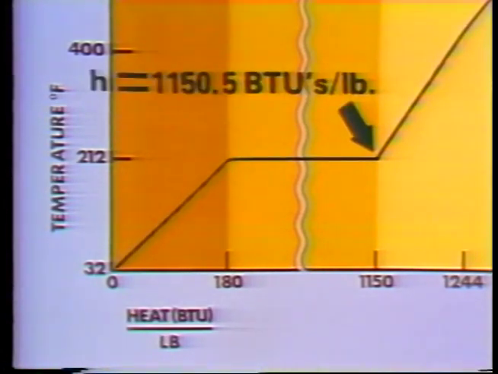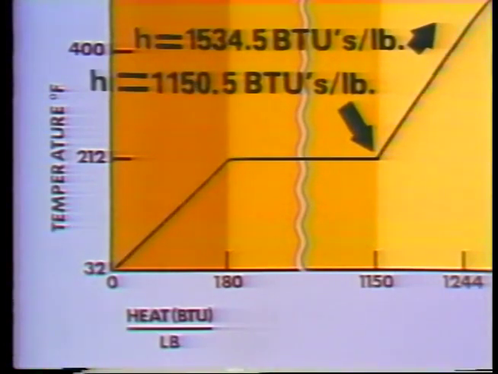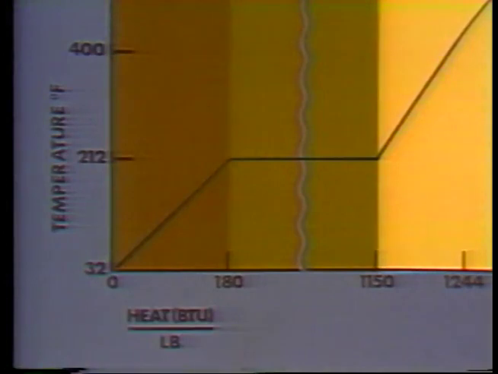Enthalpy also continues to increase as heat is added to saturated steam. At the saturation temperature, steam has an enthalpy of 1,150.5 BTUs per pound. At 1,000 degrees Fahrenheit, the enthalpy of superheated steam is 1,534.5 BTUs per pound. This represents an increase of 384 BTUs per pound above the enthalpy of saturated steam. So, when water has turned completely into steam, adding more heat to the steam will increase both the specific volume and the enthalpy of the steam.